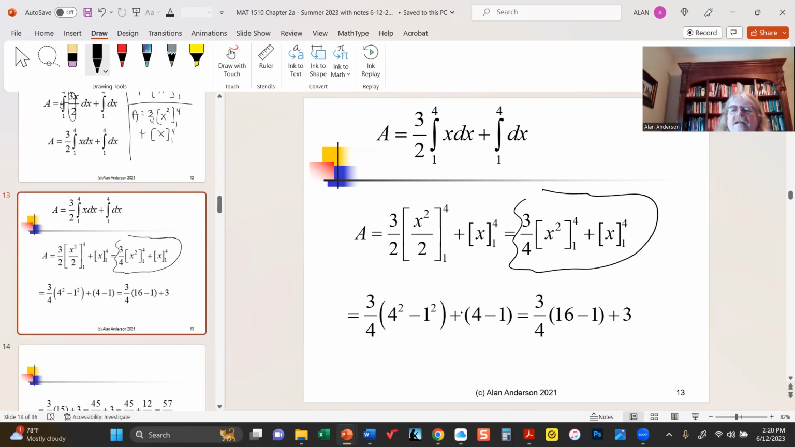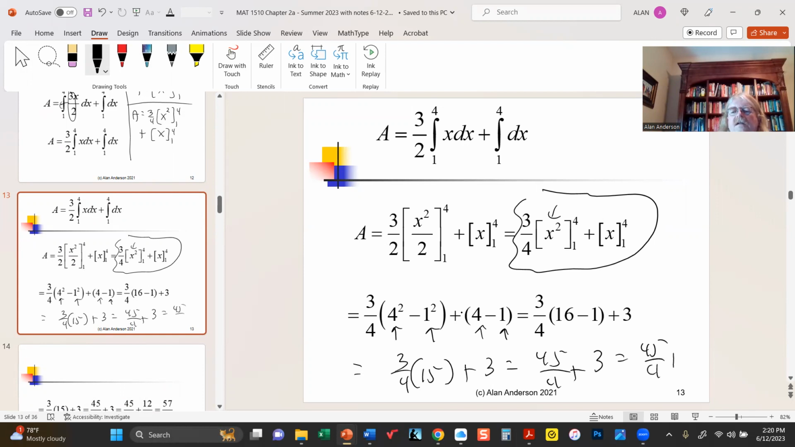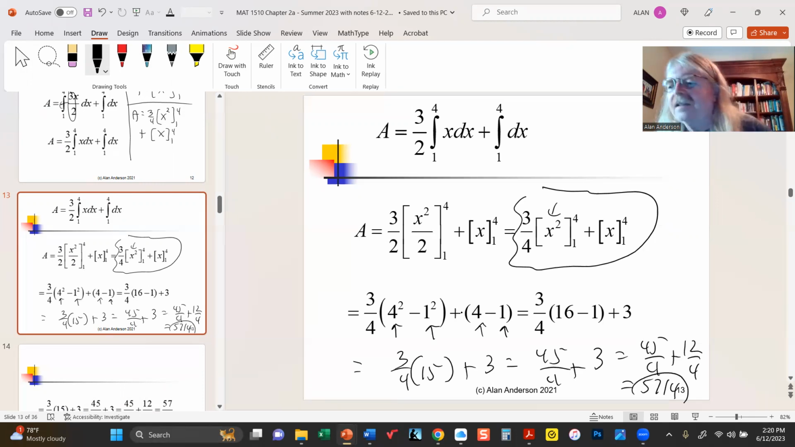And now within the brackets, you've got for this first one, 4 squared minus 1 squared. And for the second one is simply 4 minus 1. So you've got 3/4 of 16 minus 1 plus 3. 45/4 plus 3. 57/4. That's the area between those two lines.